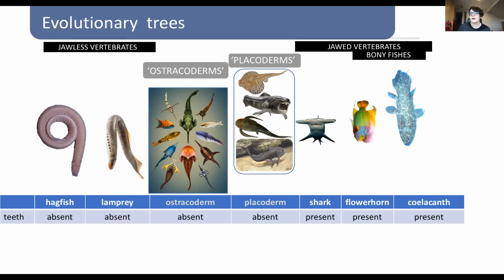So for example, we could ask whether these animals have teeth that are shed. These are absent in hagfish and lamprey. They're also absent in ostracoderms and placoderms, but they're present in sharks and then the different kinds of bony fish that we have up here. So this feature, shedding teeth, is actually one of the things that unites the living jawed vertebrates to the exclusion of everything else.